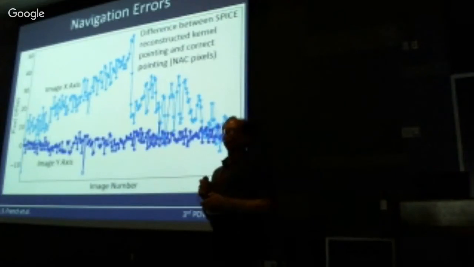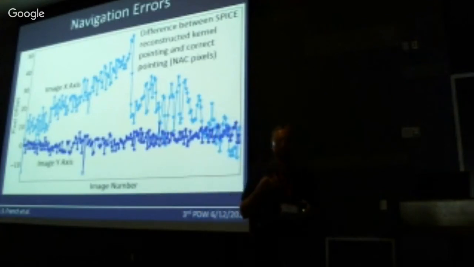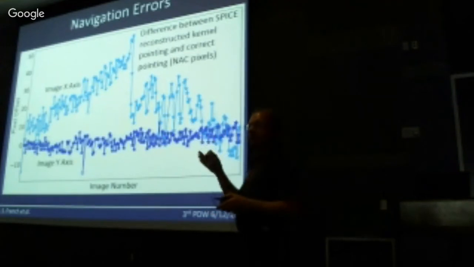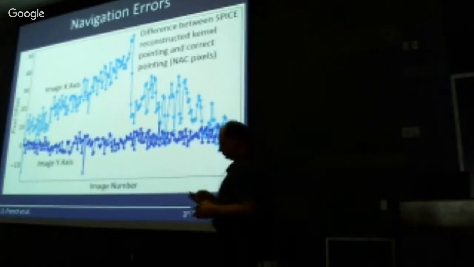We cannot use anything to predict what the next image's position error is going to be. We have to re-navigate each one of them independently. And you can see here that some of the errors get up to 50 pixels. I have found images that are 150 pixels off in the reconstructed kernels.